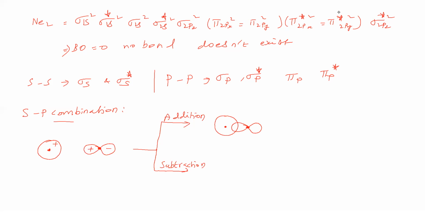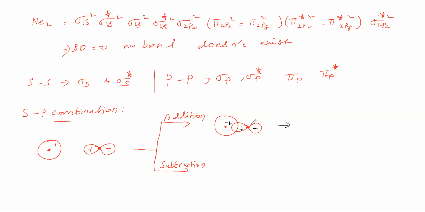Next we have to give charges. For the s orbital, suppose you are giving a positive sign. Then for the p orbital, the lobe which is overlapping with the s orbital should be given positive. Then only it is addition; the same sign should be there. Then the opposite sign you give here. Okay, this is an addition overlap.